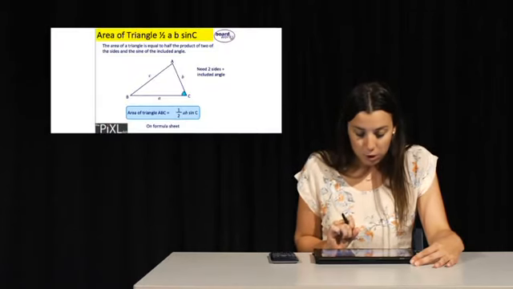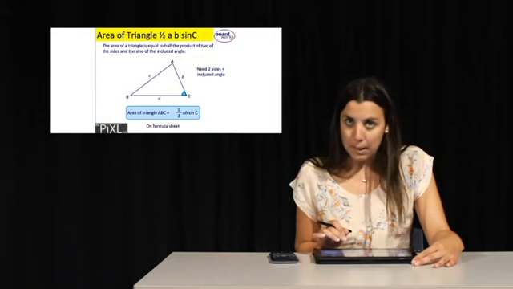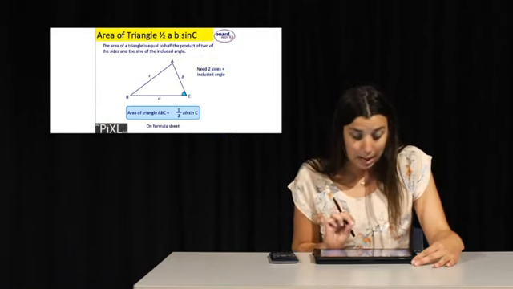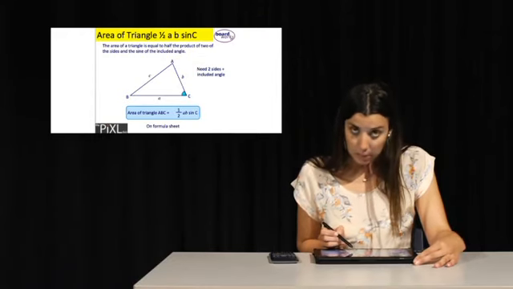However, we might be given a triangle like this, where there's no perpendicular height. And in this case, the area of a triangle is equal to half the product, that's multiplied, of the two sides and the sine of the included angle. Which basically means you need two sides and an included angle. So here we have a and b, and we have an included angle here, which is labelled C, and it's going to be sine C.